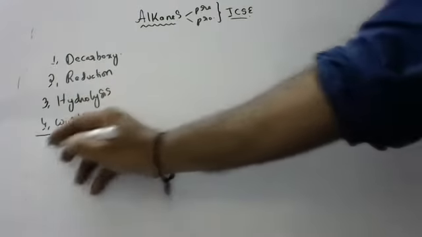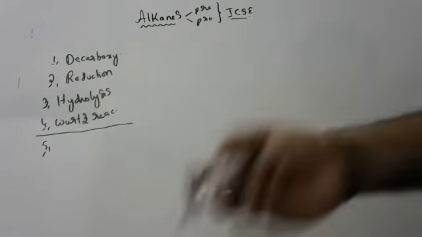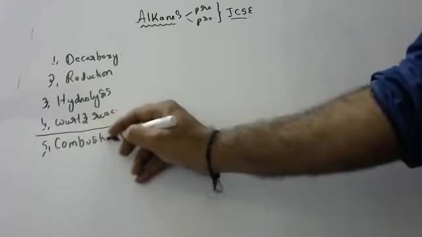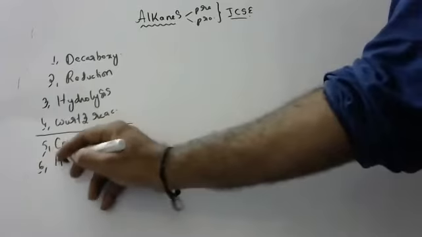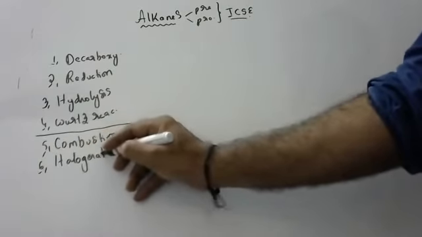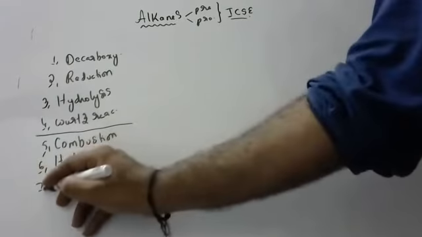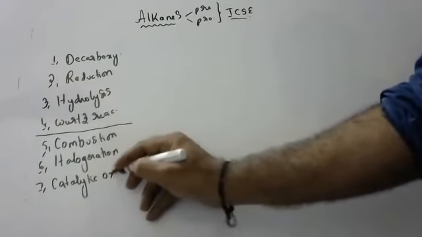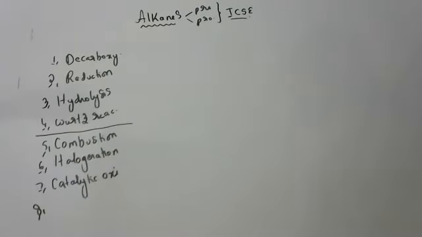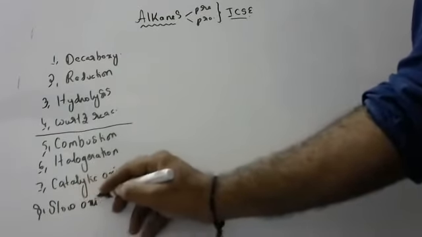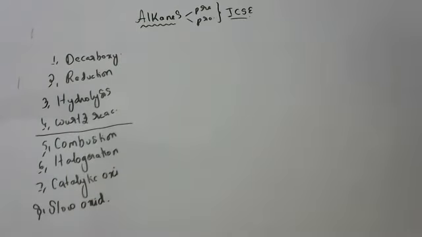And coming to the properties, I'm going to discuss combustion, halogenation, or we can even say substitution, and catalytic oxidation. Apart from catalytic oxidation, we will also see slow oxidation. These things we are going to study today, children.